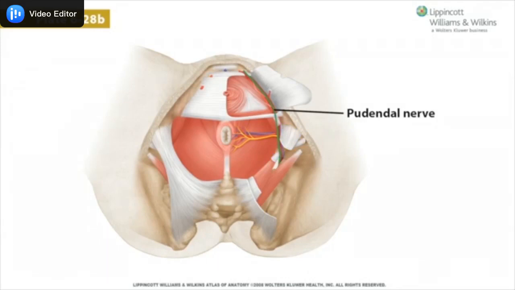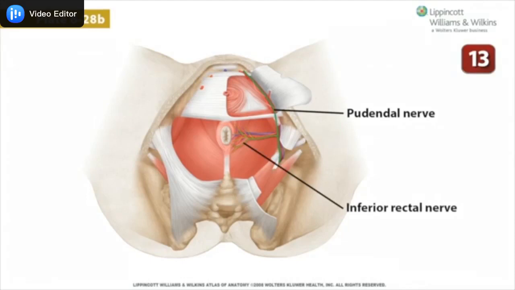Within the canal, it gives off the inferior rectal nerve, which leaves the canal by passing through the fascia of the obturator internus and heads medially to the external anal sphincter. The inferior rectal nerve provides motor innervation to this muscle and to part of the levator ani, and provides sensory innervation to the inferior part of the anal canal and to skin around the anus.